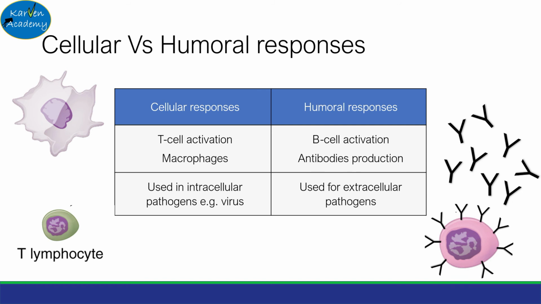Some pathogens, like the virus, invade cells, and so they are intracellular, so you would require a cellular response. While pathogens that infect extracellularly, common examples being bacteria, require a humoral response, an activation of B cells and antibody production. However, in an active infection, most likely both responses occur. However, one response will dominate over the other.